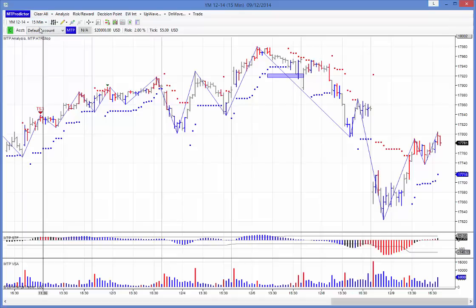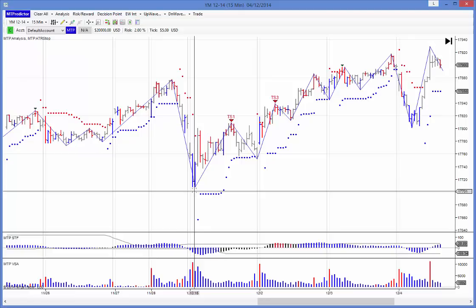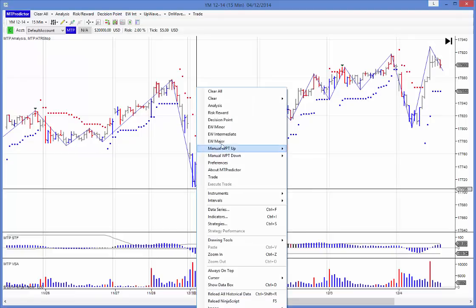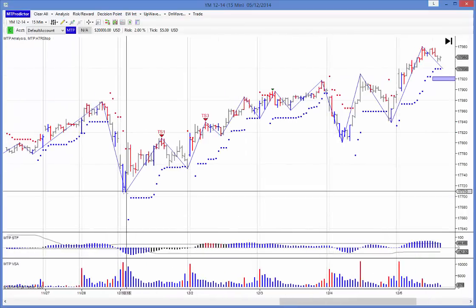So let's go out to the higher time frame, which is the 15-minute. Let's go back to the last significant pivot low, which was here. We place the DP on from there. Remember, this is a leading indicator. Whoops, missed it. So this is on the chart in advance.